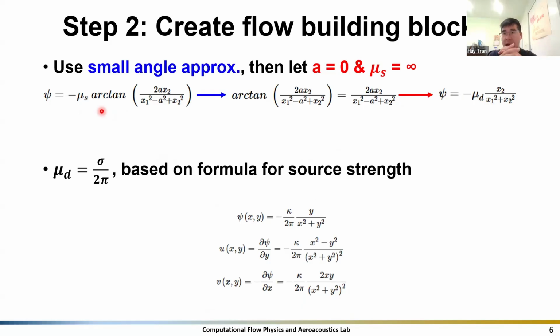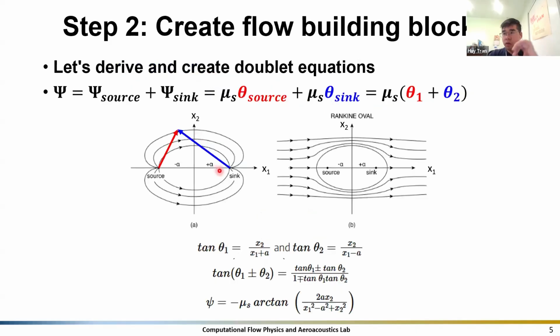Now, how do we do that conversion? First up, we're gonna use a small angle approximation. Sorry. So in order to go from a Rankine oval to a cylinder, you want your source and sink to basically be on top of each other. As we saw from last week's primer, as we move the source and sink closer to each other, you saw the shape of a cylinder start to emerge. So we want the source and sink to essentially overlap each other.